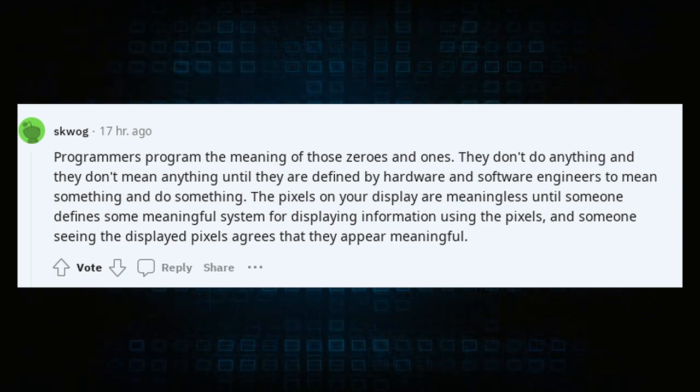They don't do anything and they don't mean anything until they are defined by hardware and software engineers to mean something and do something. The pixels on your display are meaningless until someone defines some meaningful system for displaying information using the pixels. And someone seeing the displayed pixels agrees that they appear meaningful.